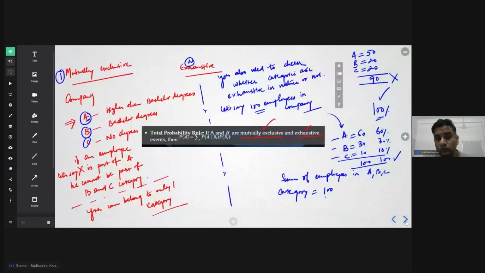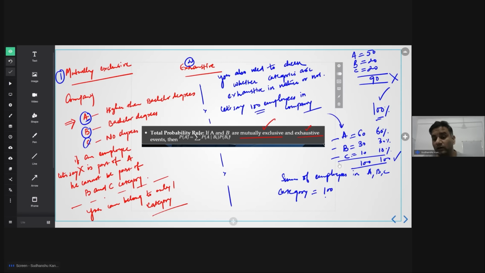Then we moved here to understanding the total probability rule. I told you very clearly that there are two conditions: one is mutually exclusive, the other is exhaustive events. Both have to be met, and I explained them very clearly. Mutually exclusive means you cannot belong to other categories, you have to belong to one category. In exhaustive events, you have to cover every kind of thing. So be very clear that exhaustive means all employees have to be covered. In case any employees are left out, say you have 90 employees, then you can't use it.